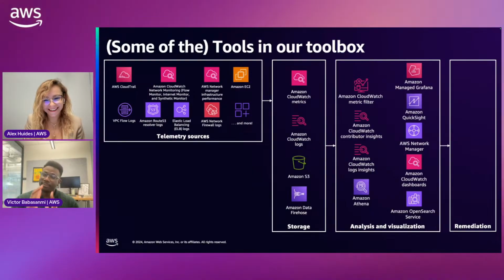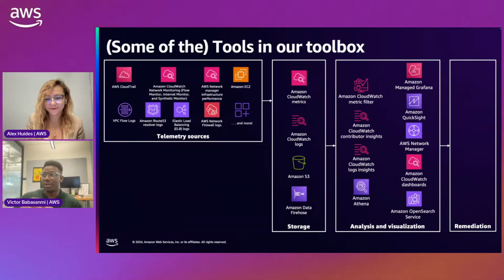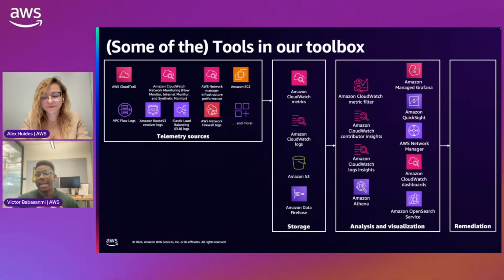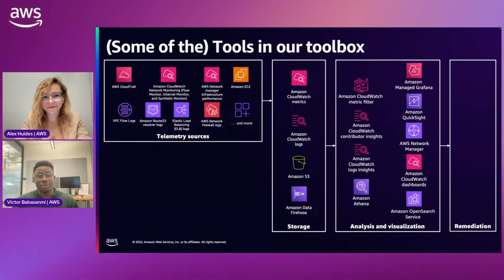Okay, and analysis and visualization. I'm going to touch on a few things here, but we have things like metric filters for you to generate metrics from your logs, contributor insights, logs insights, Athena, which you can use to query those logs. And then if you want to have dashboards, we have things like CloudWatch dashboards, OpenSearch, Grafana, that you can use on AWS. Also, if you have partner solutions, you can build your visuals on those tools as well.